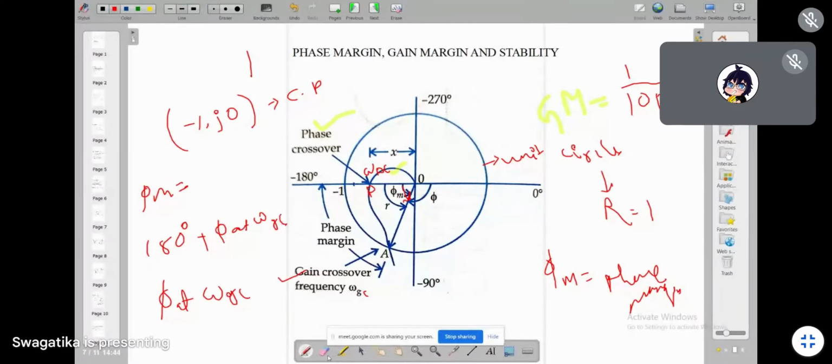So now you can find the phase margin directly: 180 degrees plus the phase at omega GC. You find the crossover frequency omega and then calculate the phase margin. Okay, how will you determine the stability?